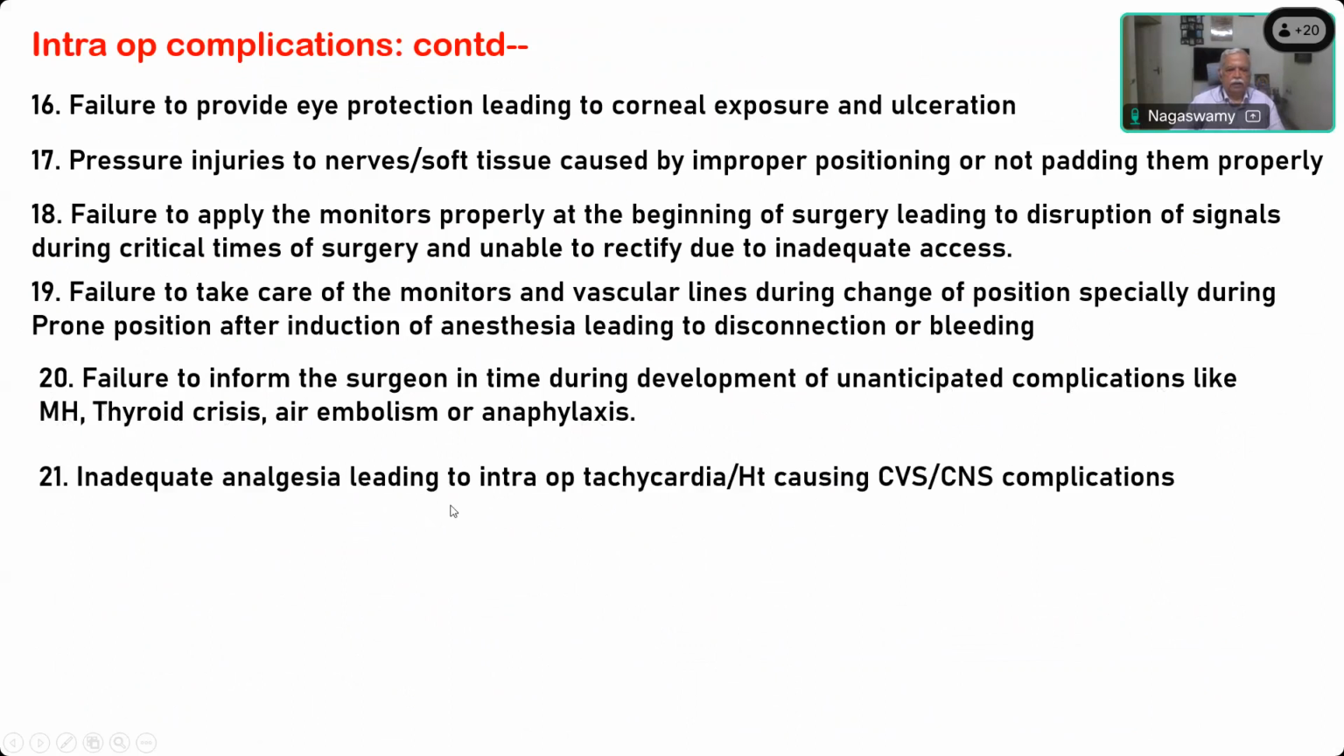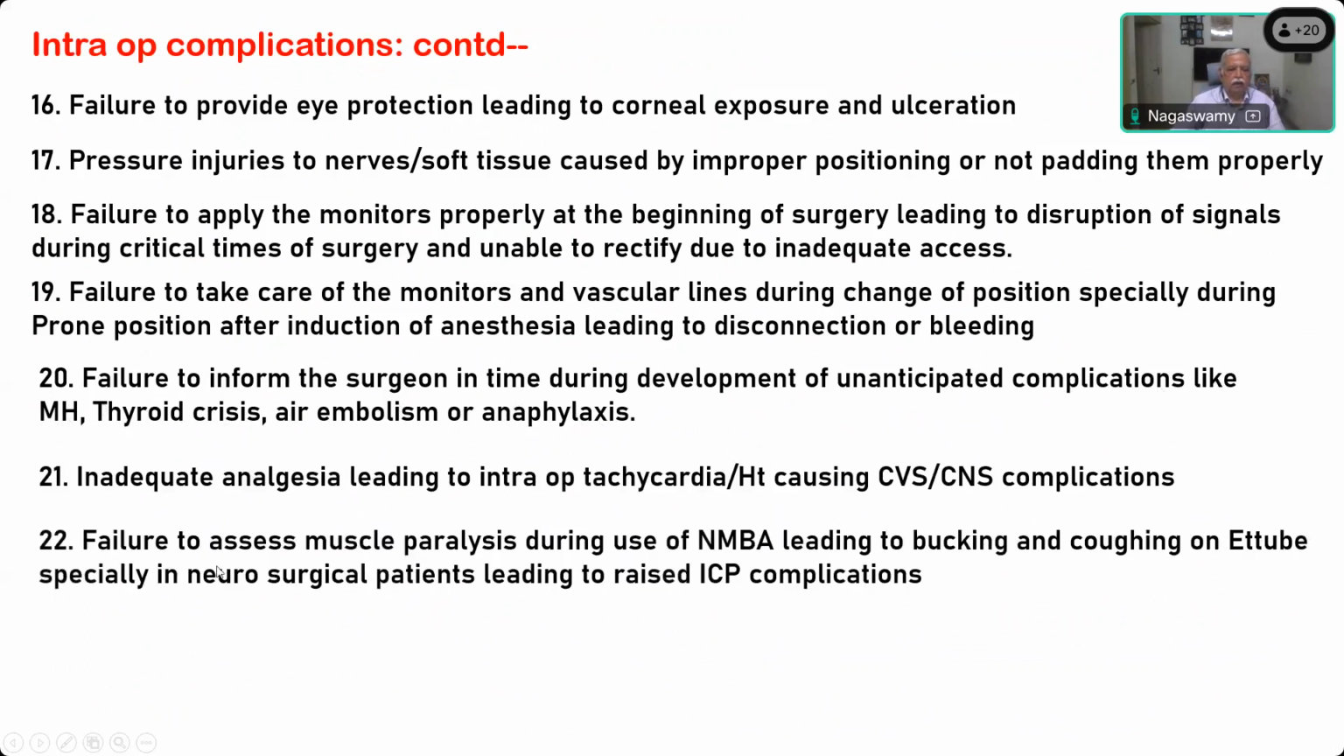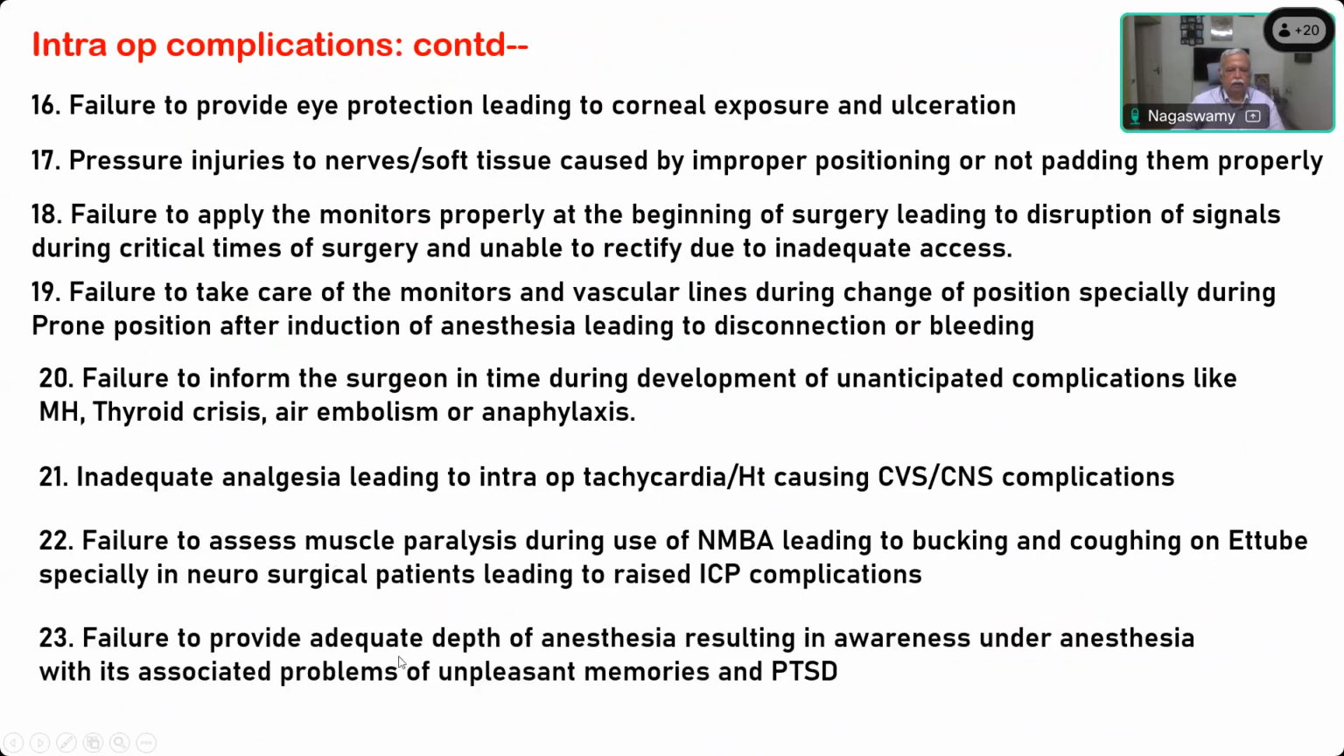And inadequate analgesia leading to tachycardia and hypertension causing CVS or CNS complications. Failure to assess muscle paralysis during usage of non-depolarizing blockers leading to bucking and coughing on the ET tube, especially during neurosurgical procedures, which may lead to catastrophic increases in intracranial pressure. Failure to provide adequate depth of anesthesia, resulting in awareness under anesthesia with associated problems of unpleasant memories and post-traumatic stress disorder.